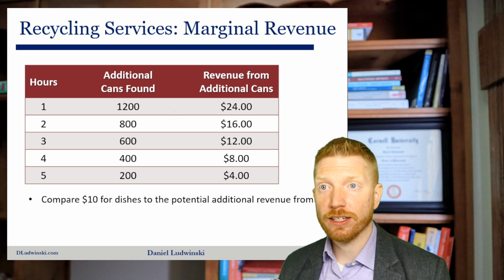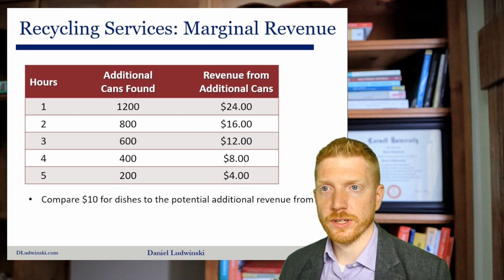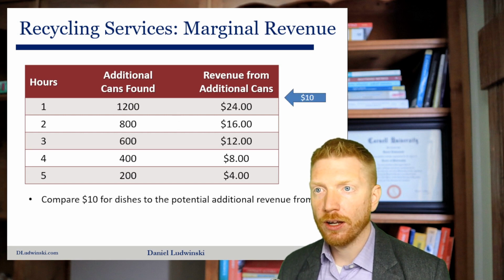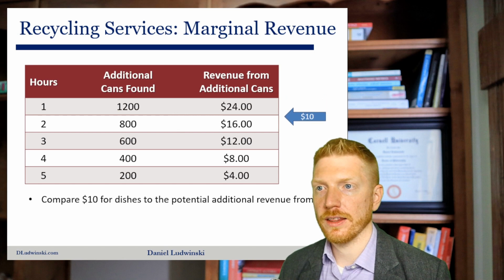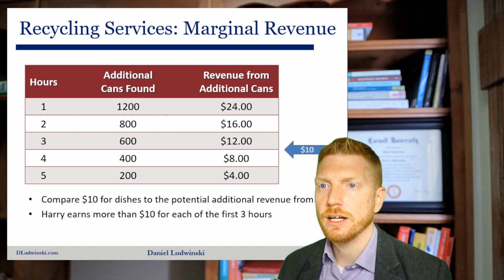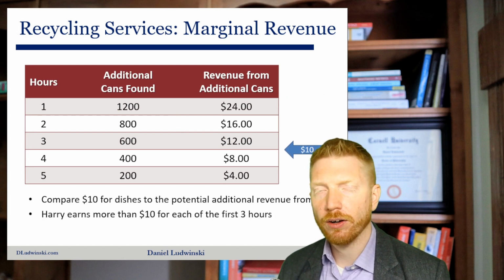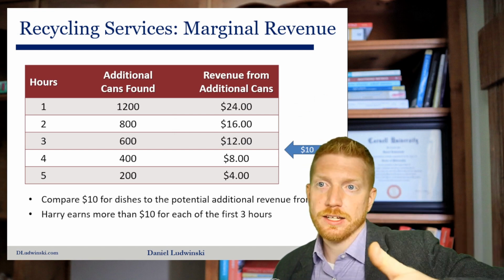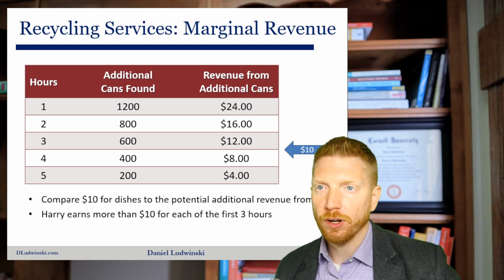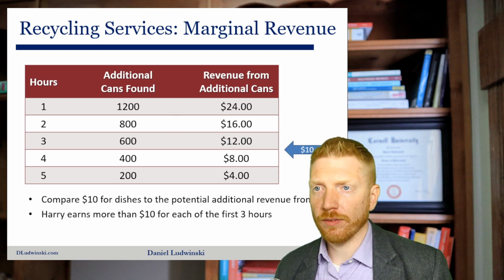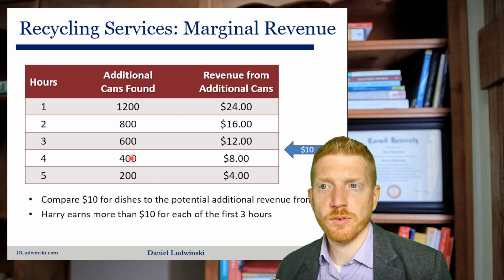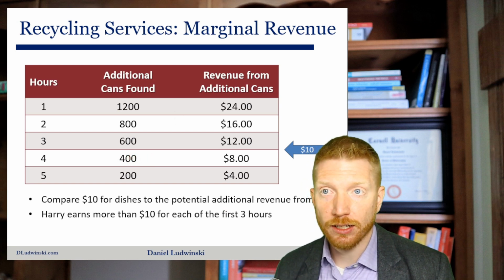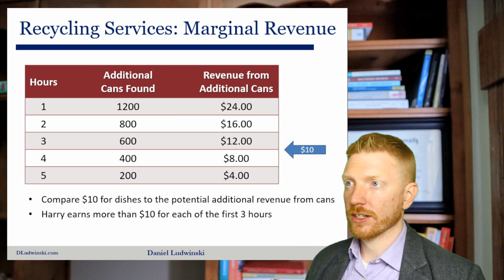And so we can clearly see that first hour is worth it. And $24 is more than that $10. And that second hour is worth it, and that third hour is worth it. It's between the third and fourth there that it no longer becomes worth it because $8 per hour is less than that 10. So instead of going and trying to find those 400 cans in that fourth hour, he should instead, if he's trying to maximize his income, simply wash dishes.